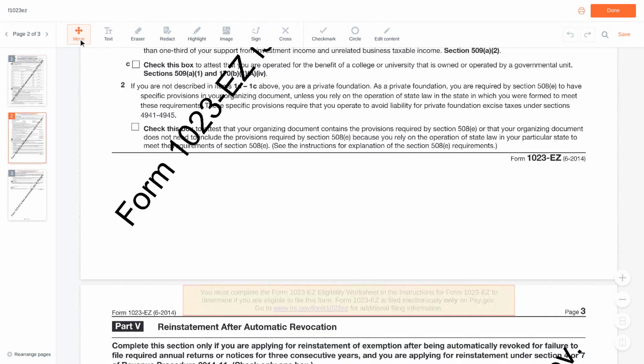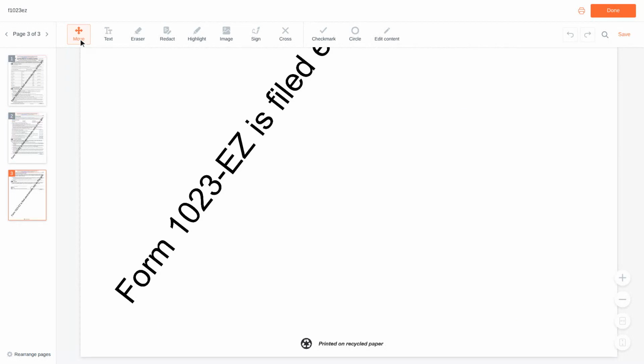Part 1 of Form 1023-EZ identifies the organization. You provide the legal name of the organization, the employer identification number, the mailing address, the month the annual accounting period ends, and the date of formation. You also provide the state of legal formation, the organizing document type, such as articles of incorporation or trust agreement, the applicable organizing document language, and the primary contact person. The organization must have an EIN before filing.